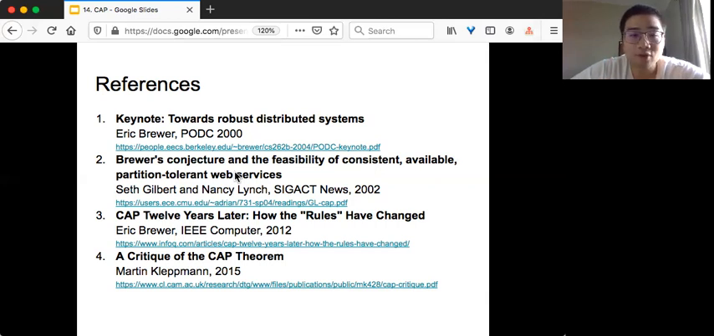All of them are very easy to read, and if you are working in storage or web services, especially at a global scale, I really encourage you to read all four articles. They are actually pretty easy to read.